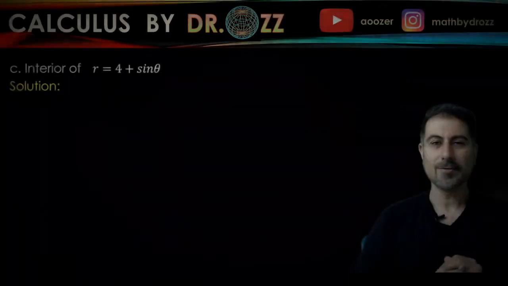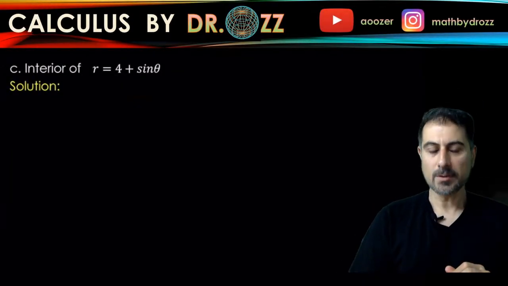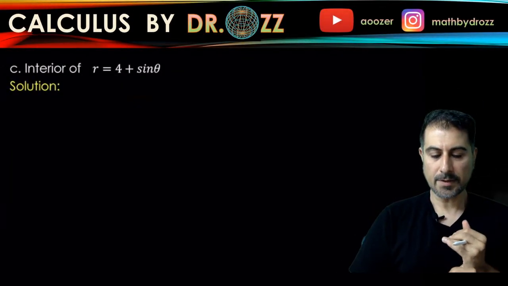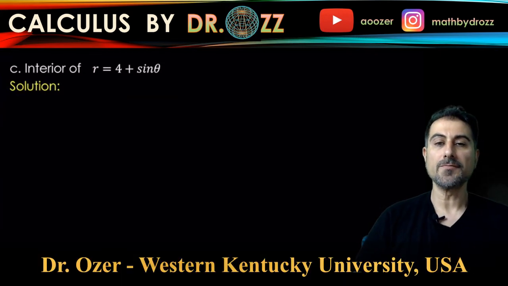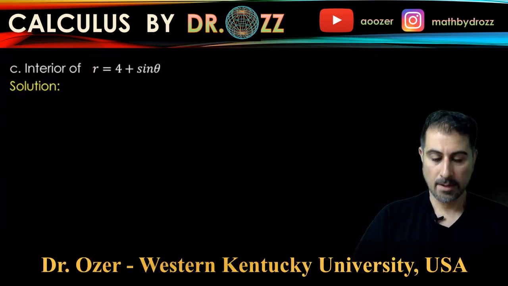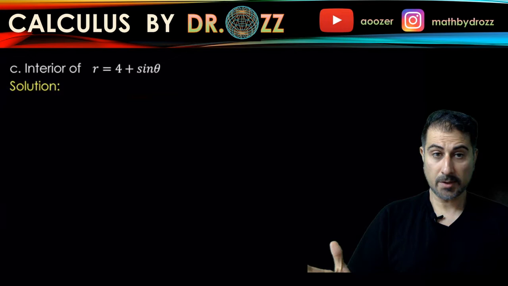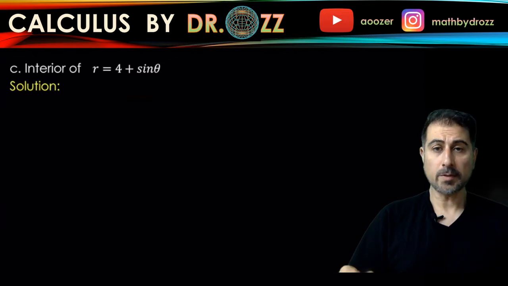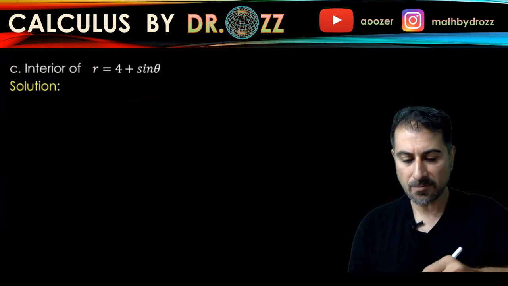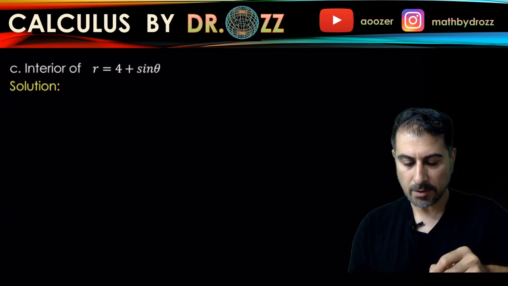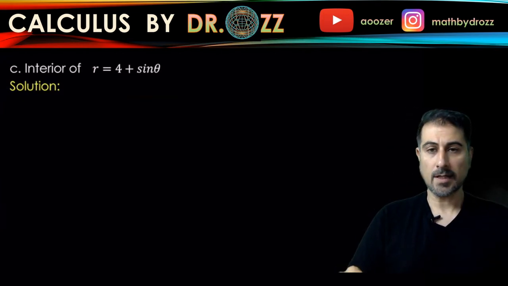All right, let's look at part C. We're looking at the area of the interior of r equals 4 plus sine theta. Please have your TI-84 with you and start plotting r equals 4 plus sine theta. I'm going to use the same formula I used for the other two cases, A and B.